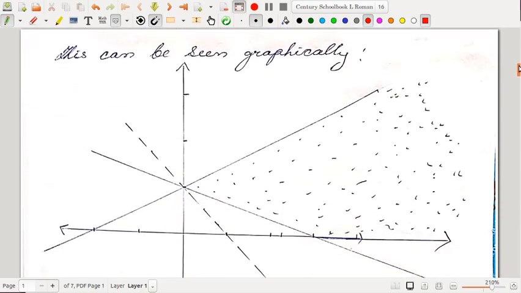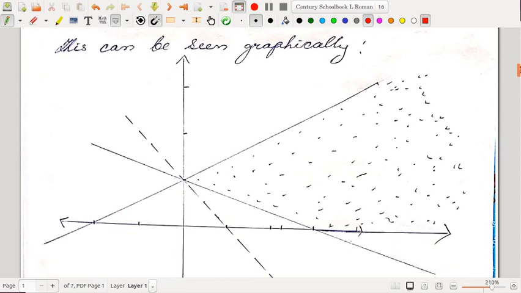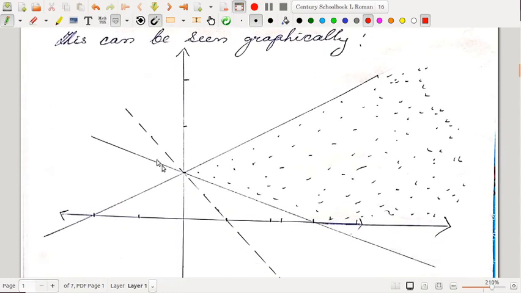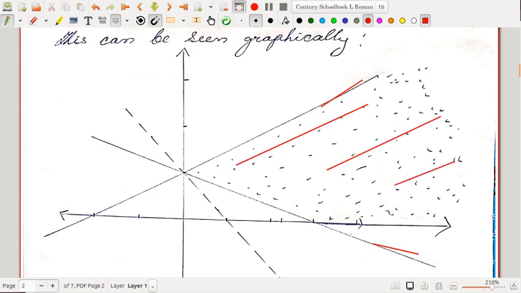When I was doing the graphical method for this particular problem, if you plot the graph, you will see that this is the first constraint, and this is the second constraint, and the line corresponding to the second constraint. And this place is the feasible region. So you see that the feasible region is unbounded here.